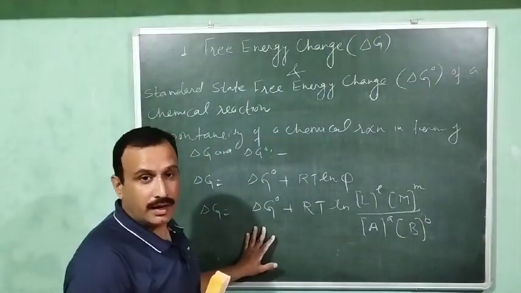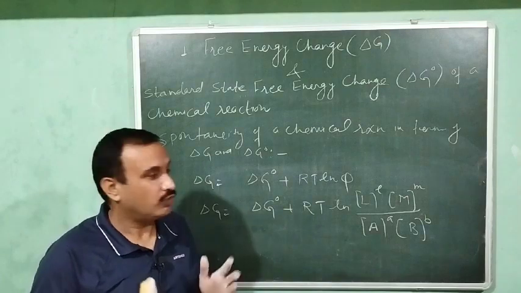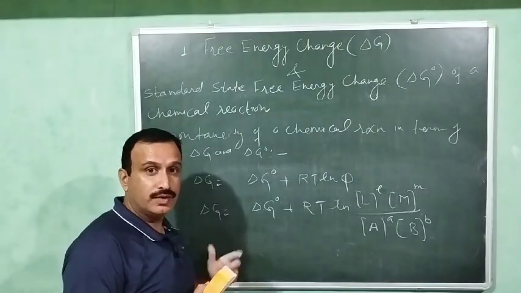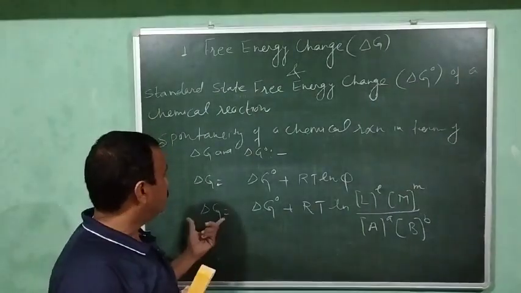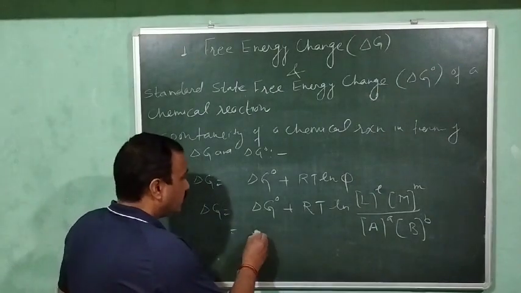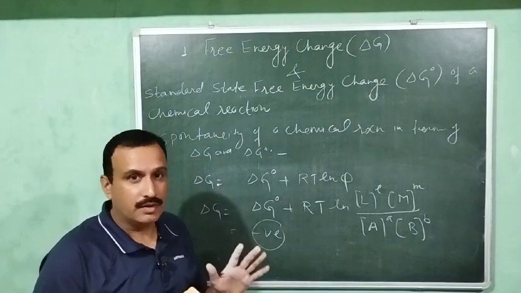And I will explain and derive this relationship in my upcoming videos. Okay, so keep watching this video. But this relationship will give us a very good idea about the spontaneity of a reaction in terms of delta G and delta G naught. Suppose that delta G naught is negative for a chemical reaction.